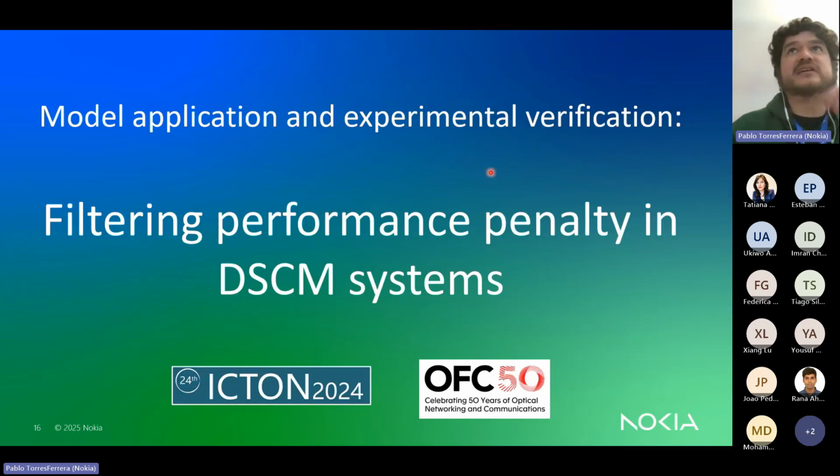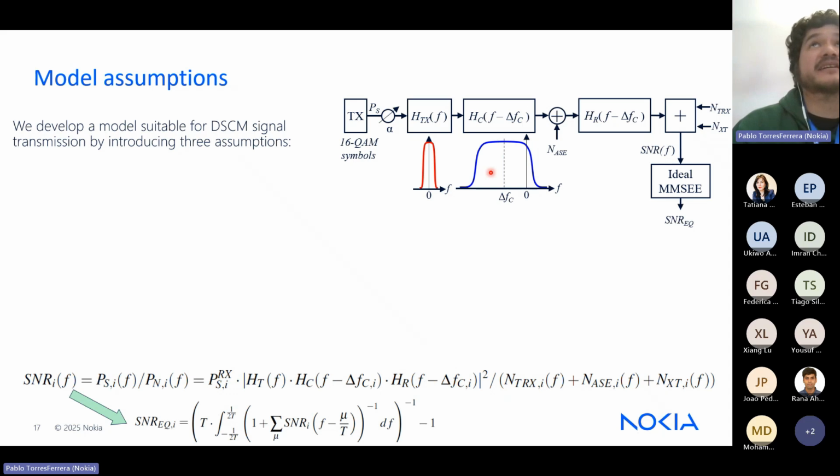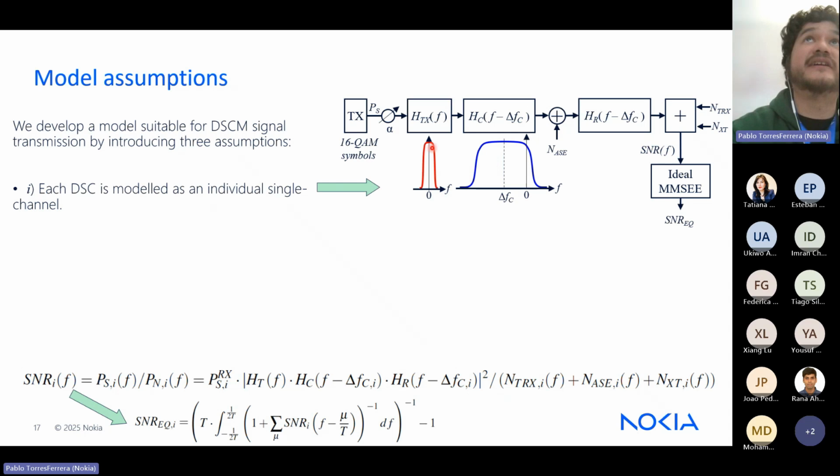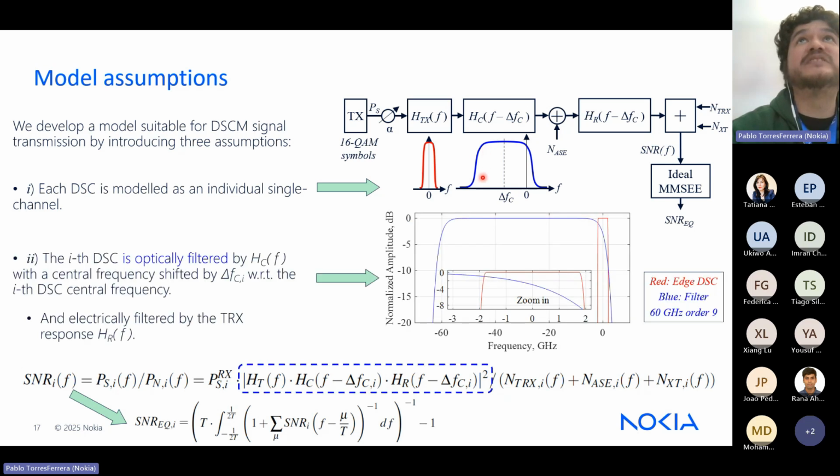So let's move to the second topic, which is the impact of the filtering in this kind of digital subcarrier systems for metro access networks. These are the model assumptions. The first of them is that each of the subcarriers in a digital subcarrier system acts as a single independent channel that then observes a different filtering depending on its relative position to the filter.